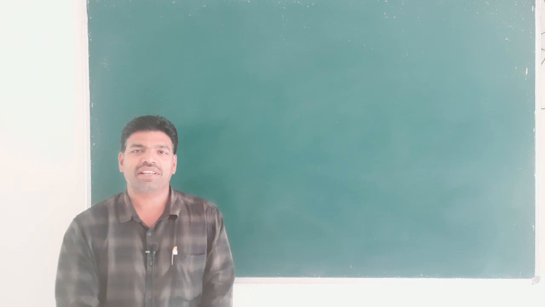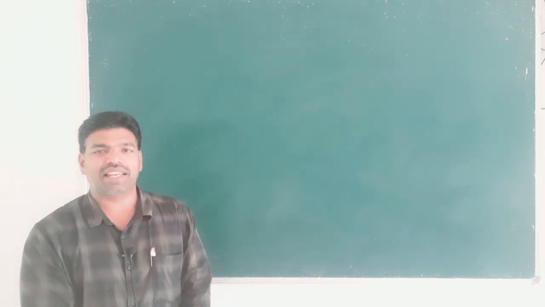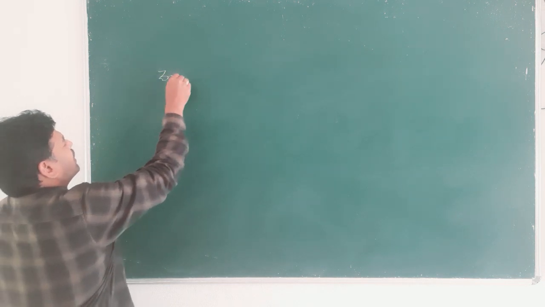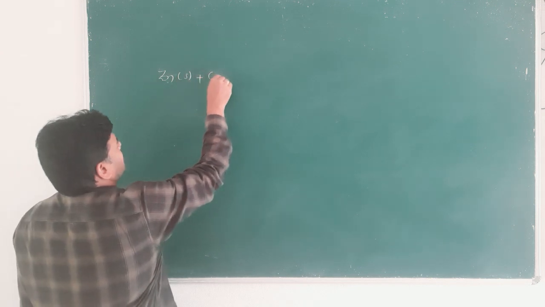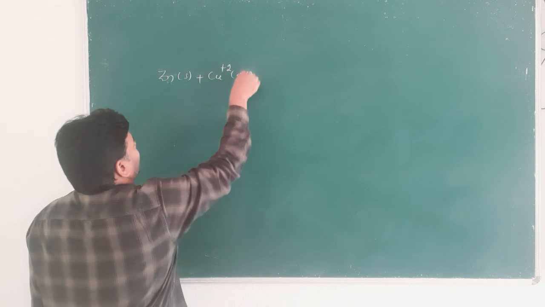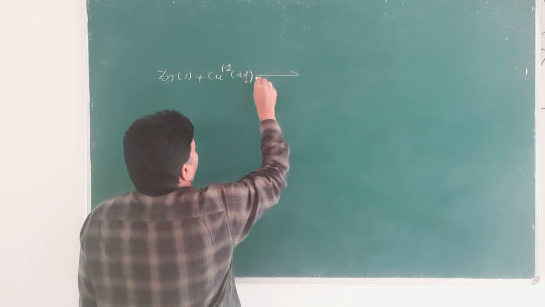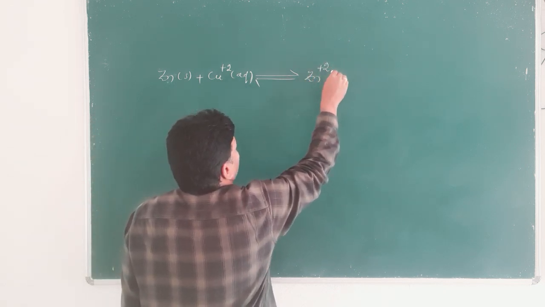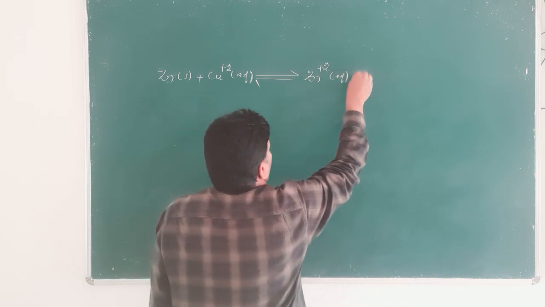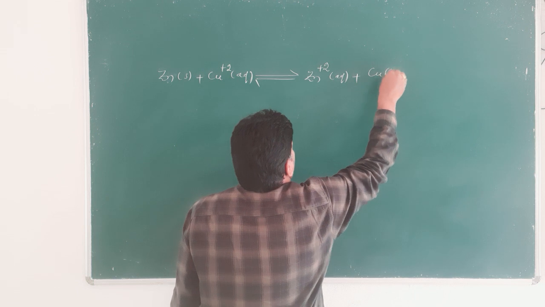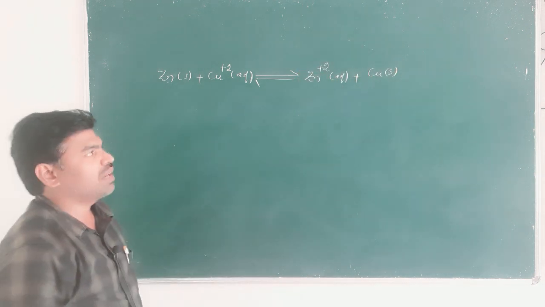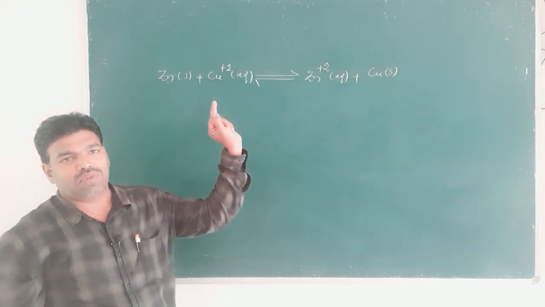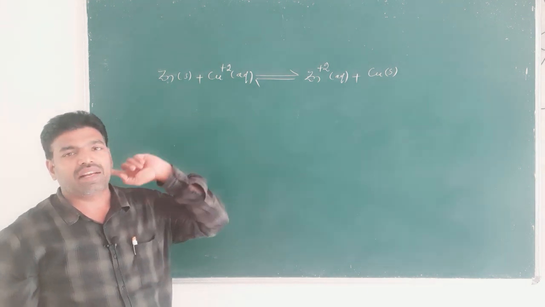The cell reaction in the Daniell cell is Zn (solid) plus Cu2+ (aqueous), which is a reversible reaction. Zinc oxidizes as Zn2+ and Cu2+ deposits as copper, Cu2+ becomes Cu. This is the cell reaction which takes place in the Daniell cell.